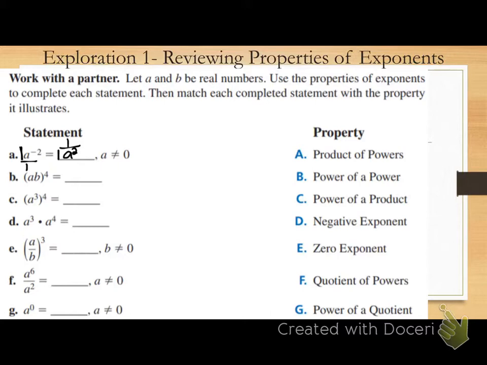So what do you think this property is called? Negative exponent. Very good. D. It's our negative exponent property. Any questions on that? Okay.